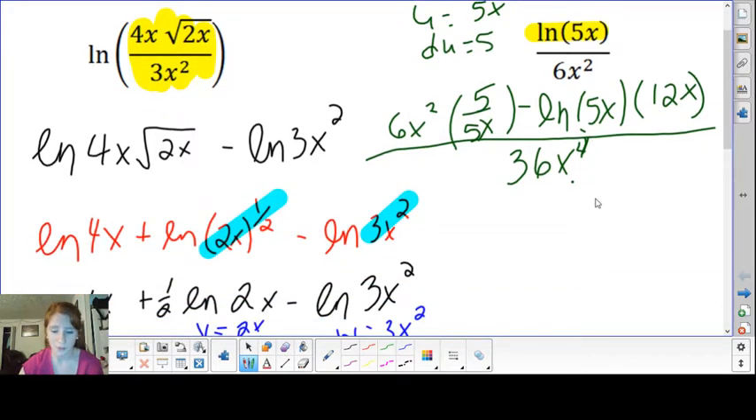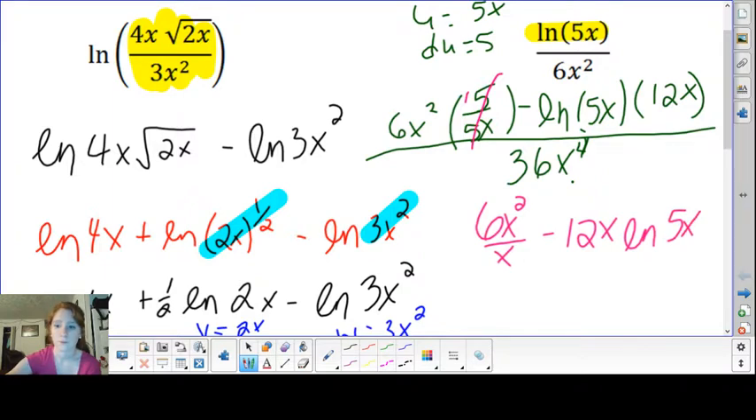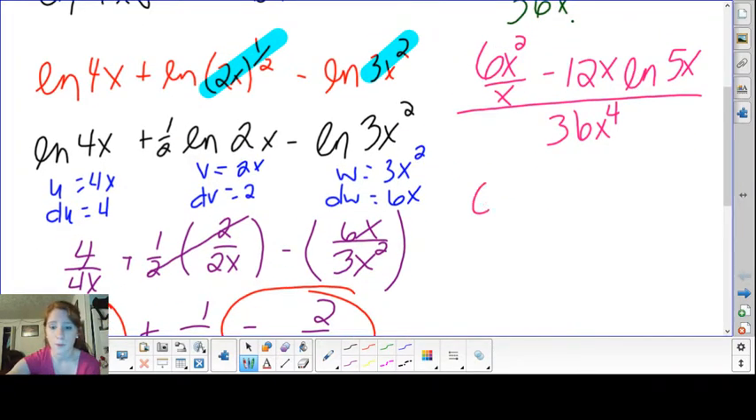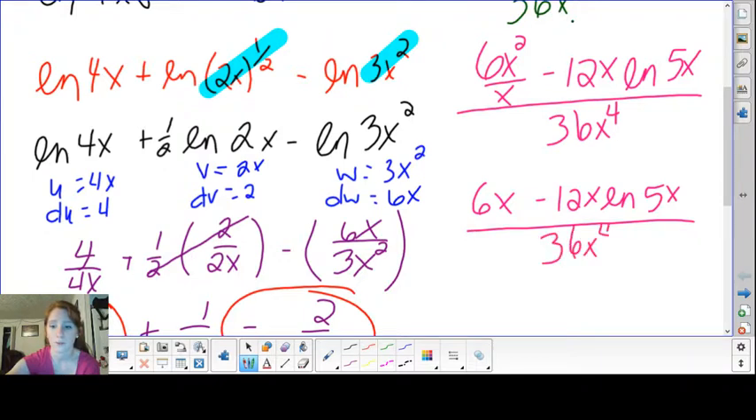I'm going to go ahead and do some simplifying and multiplying here. In my division problem there, the 5's cancel. So then I can have a 1 on top, and I can take 6x squared times 1, which gives me 6x squared over x. I can't really combine anything in the last term, so I'm going to put the 12x in front. Then I can cancel out those x's, so I'm left with 6x minus 12x natural log of 5x, over 36x to the 4th.